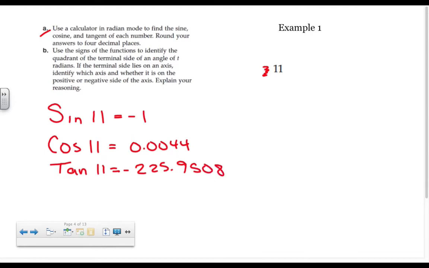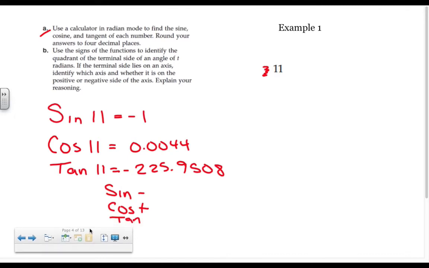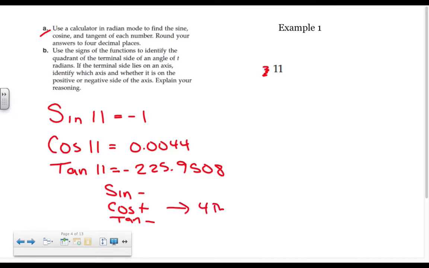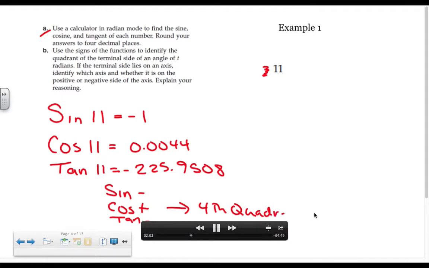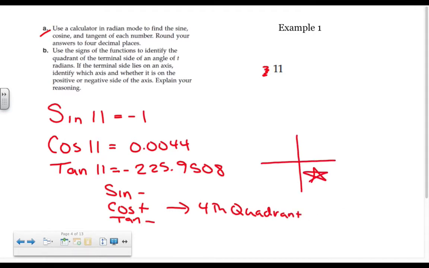Now, we're going to look at the sine, the cosine, and the tangent sign. So sine is negative, cosine is positive, and tangent is negative. So when we look at what quadrant has sine negative, cosine positive and tangent negative, that's in the 4th quadrant. And we know that by "All Students Take Calculus." Okay, so cosine is the only one positive in the 4th quadrant.